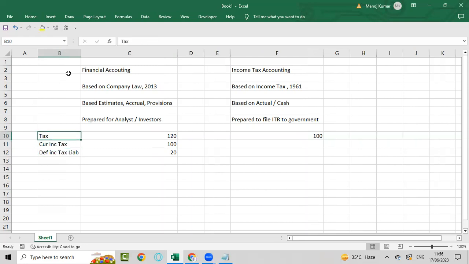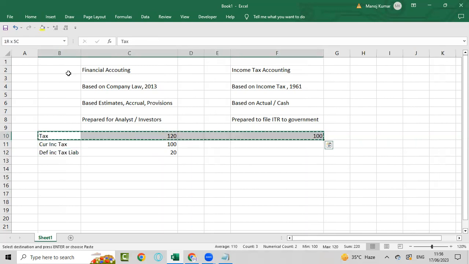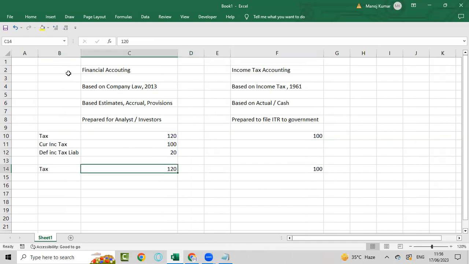Clear? Now let's suppose I change the situation. This is 100 and this is 120. It is possible, right? Now in this case, what is what? Current 120. Current 120. No.